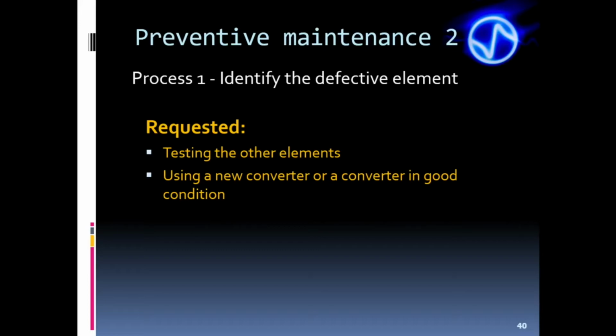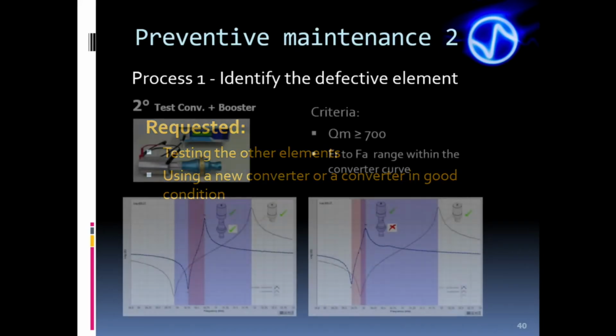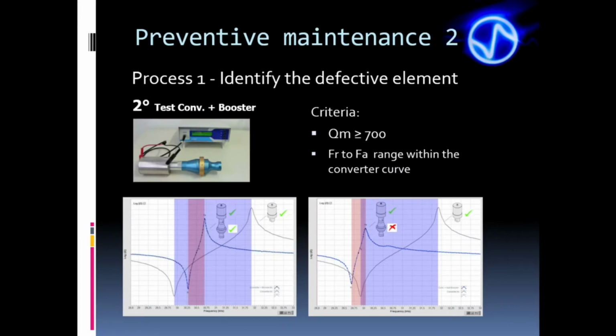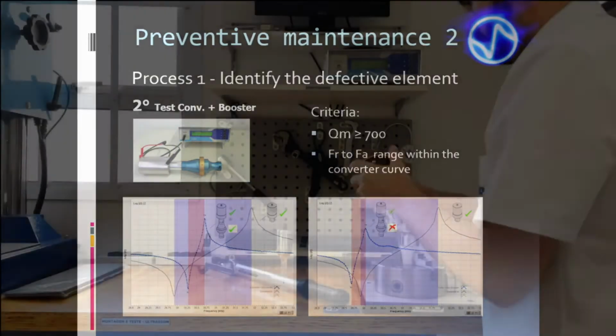For testing the other elements, it's necessary to use a reference converter. It might be a converter that is working properly and passed the basic TRZ criteria, but a new converter is the ideal. The booster test procedure is similar to the one used with the converter.